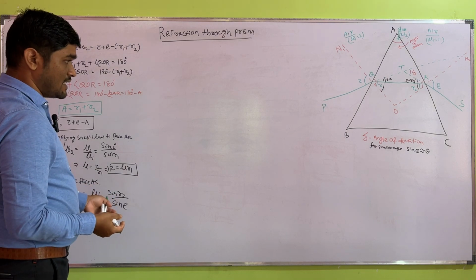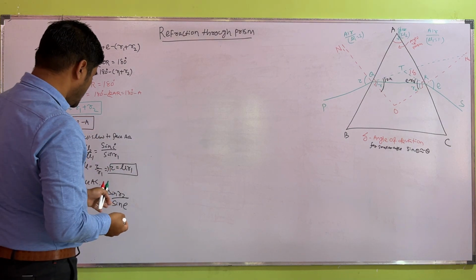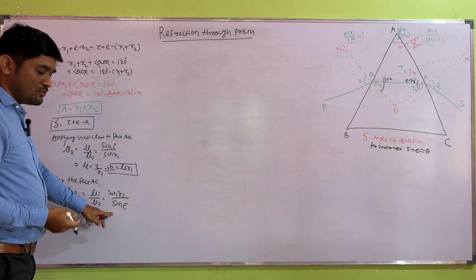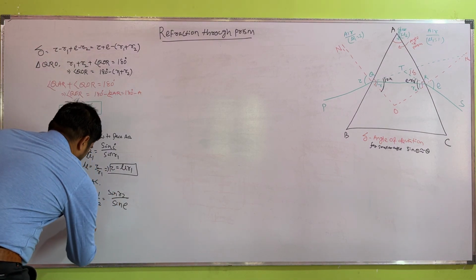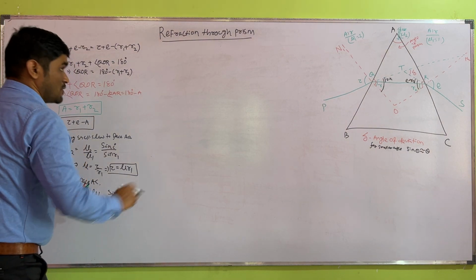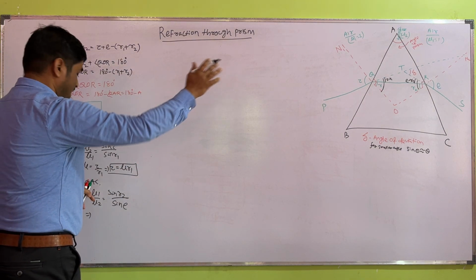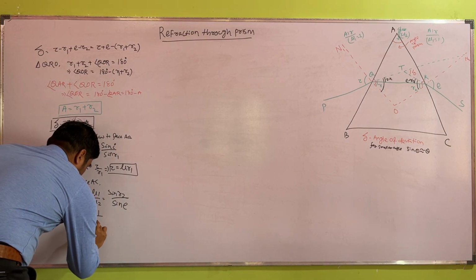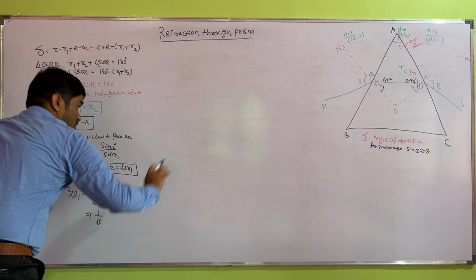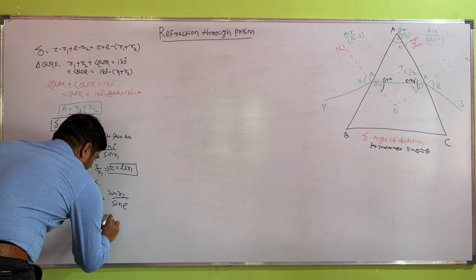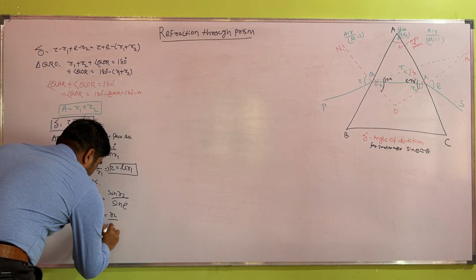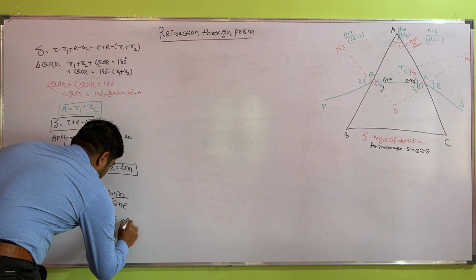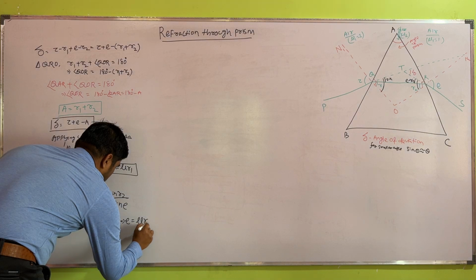Again, for small angles sine theta is nearly equal to theta. So in place of sine R2 you can write R2, and in place of sine E you can write E. That implies the refractive index of the medium air is 1, so in place of mu1 you can write 1. So this will be 1 divided by mu, the refractive index of glass or prism, that is equal to R2 divided by E. Here you can write the value of E, that is equal to mu R2.